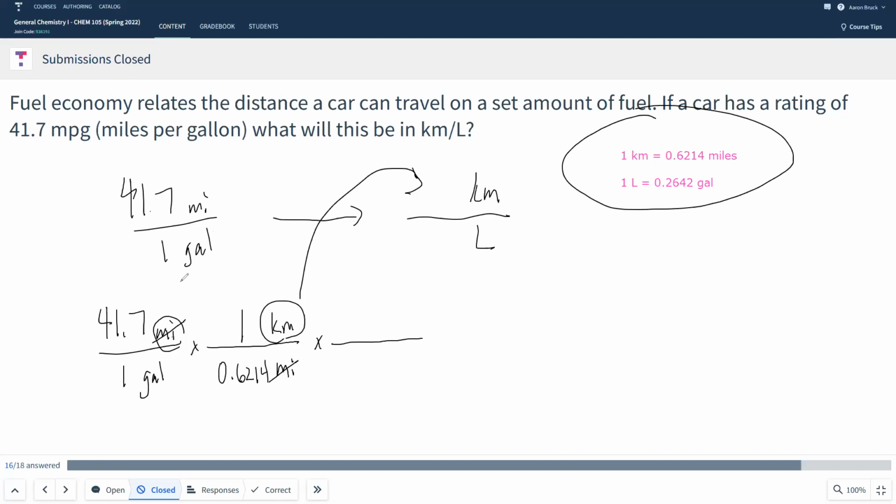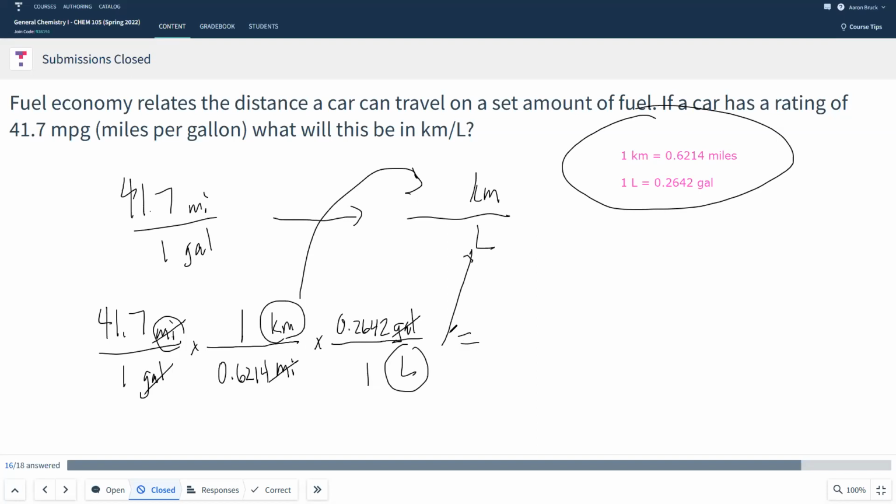And then same thing for the gallons. I need to turn the gallons into liters, but here's the tricky part. Gallons is in the denominator here. So I can't put it in the denominator here because it won't cancel, it'll actually multiply. What I need to do instead is that gallons needs to be in the numerator so that the gallons cancel out as well. And so now the numbers travel here again, 0.2642 gallons in every liter. That's going to give me the liters that I need for the denominator of the fraction.